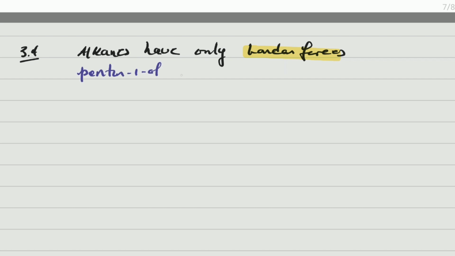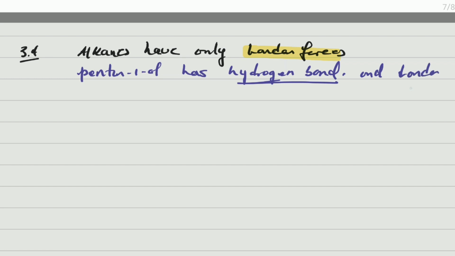So how are we going to do this one real fast here? We're going to start with the alkane. Alkanes have only London forces. That is an important thing. Alkanes only have London forces, guys. But alcohols, which in this case is pentan-1-ol, have hydrogen bonds. Important: they have hydrogen bonds and London forces.